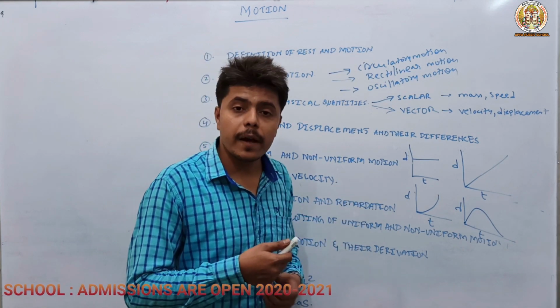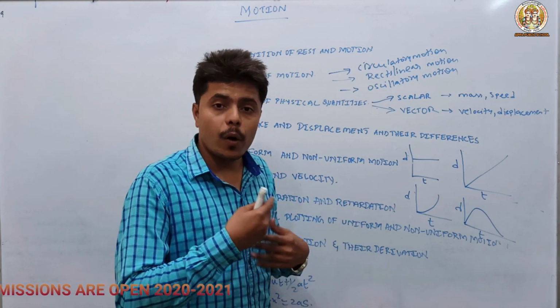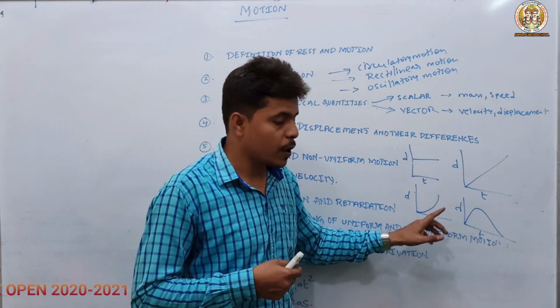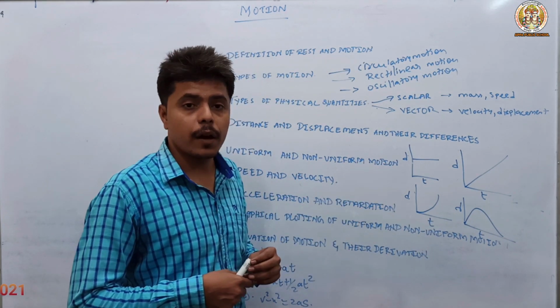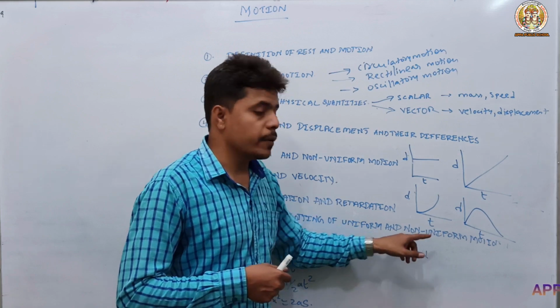So what do you mean by non-uniform motion? It means the body is covering unequal distance in equal interval of time. So these are the rough graphs about the uniform and non-uniform motion.